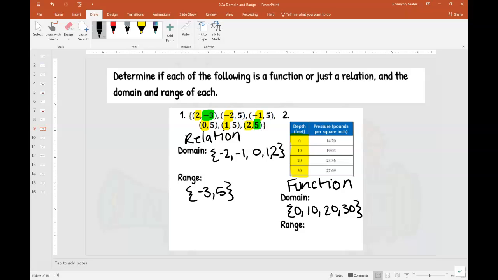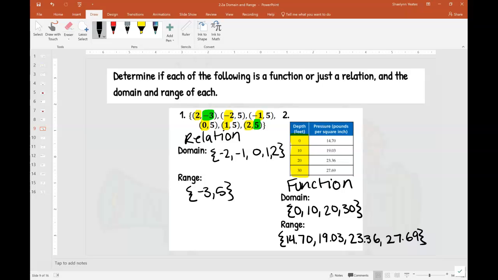So my smallest y value appears to be first. It's 14.770. And the next one would be 19.03. The next one would be 23.36. And the last one will be 27.69.